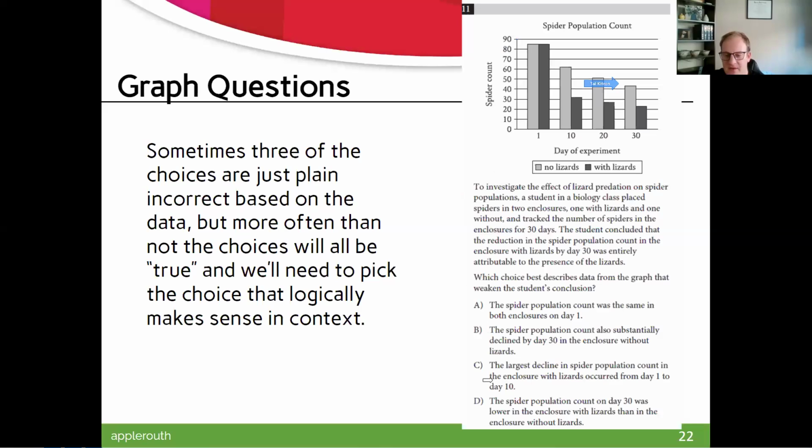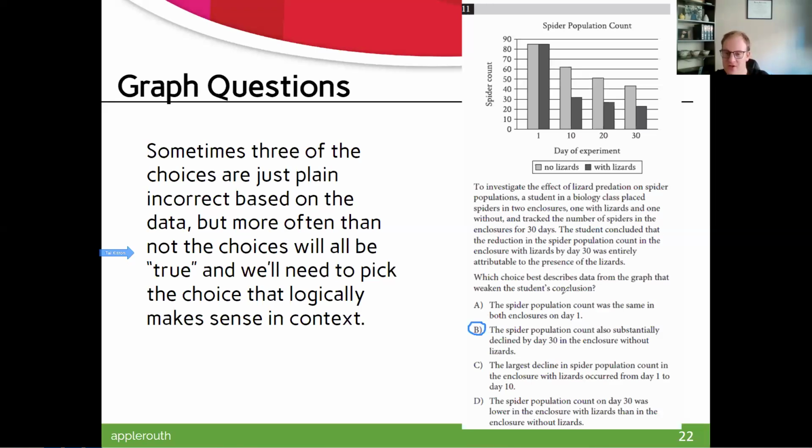C, the largest decline in the enclosure with lizards occurred from day 1 to day 10. That also seems true. So in this case, we can't rule out anything. We would need to look at the actual logic, the conclusion. And in this case, probably that will lead us towards choice B.